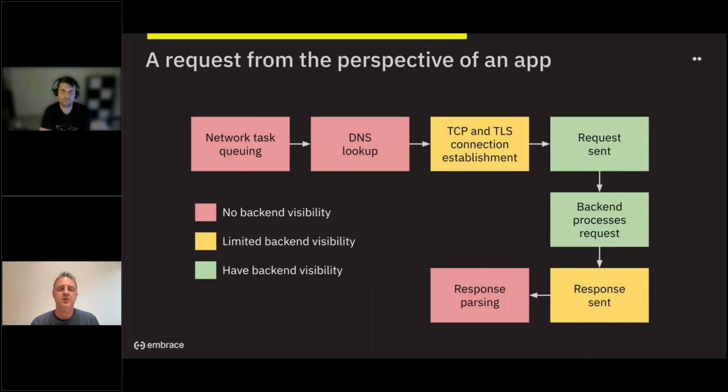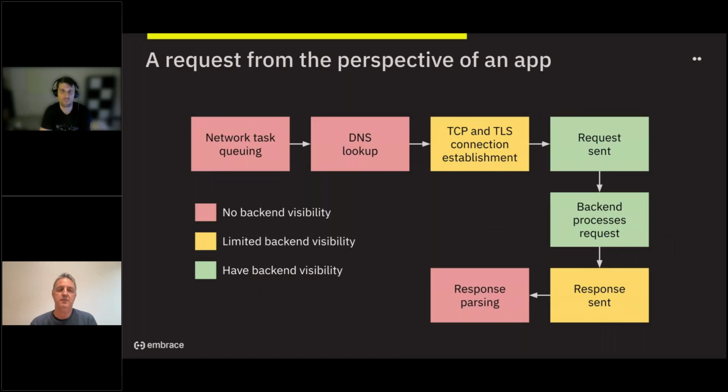Also, if you just think about how a request is made from a mobile app, there can be many components of that request where you don't have visibility into performance. First of all, when you make a request in an app, it gets queued. And if you look at the commonly used libraries on both iOS and Android, you will find that there are limits on how many concurrent requests are allowed to be made to a given domain. And we'll see on the next slide why that's really important.